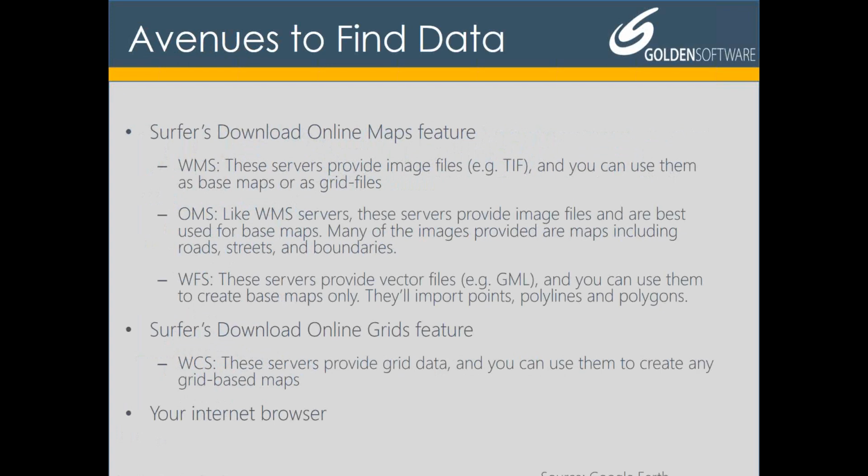We also have OpenStreetMap or OSM servers, and these act just like WMS servers, where they provide image files and are going to be best used for raster-based maps or raster-based layers. Many of the images provided from these servers can include roads, streets, boundaries, etc. And you'll find these default servers in the OpenStreetMaps image category within the download online maps feature inside of Surfer.